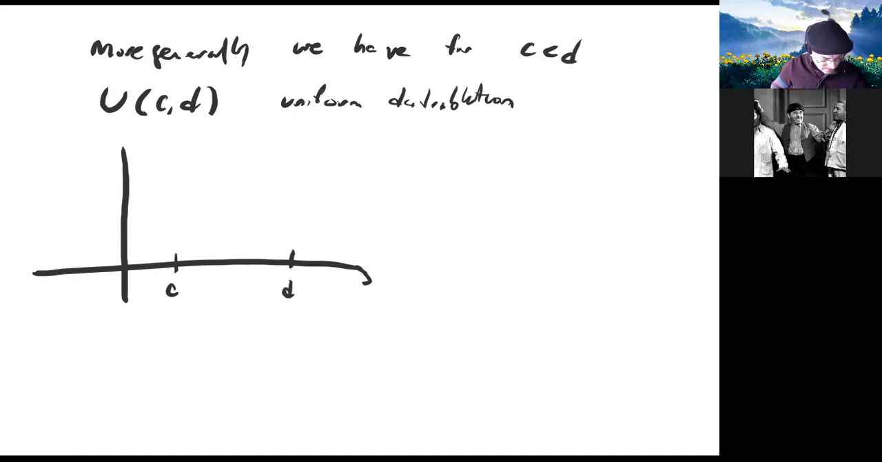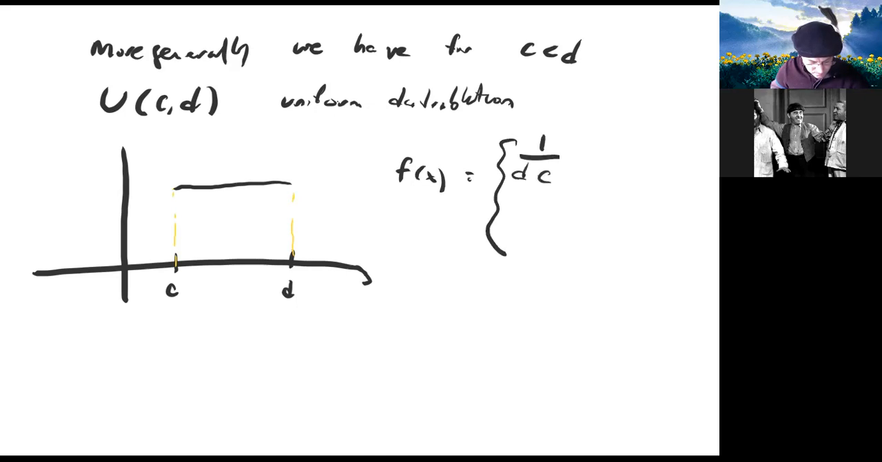How do we do that here? Well, what would the base times the height be? It has to be 1. So that would tell me that the height would have to be 1 over D minus C, if C is less than or equal to x is less than or equal to D, and it would be 0 otherwise. Okay, so that's another example.